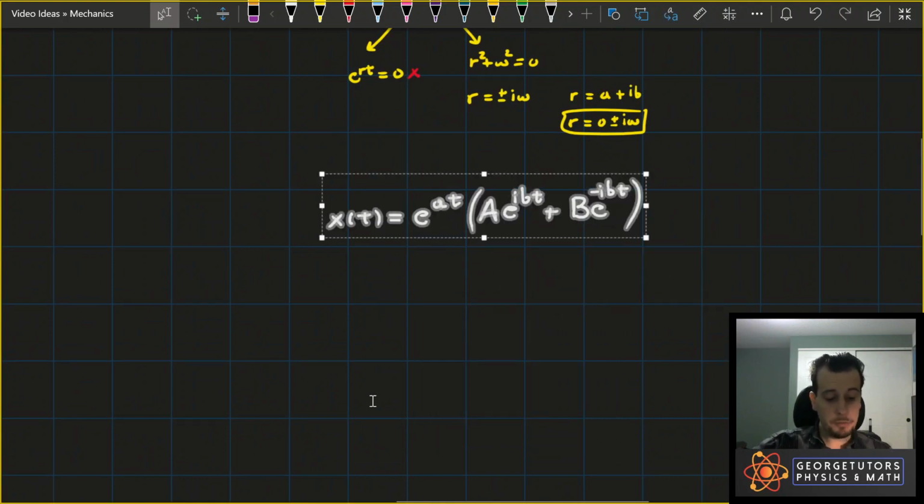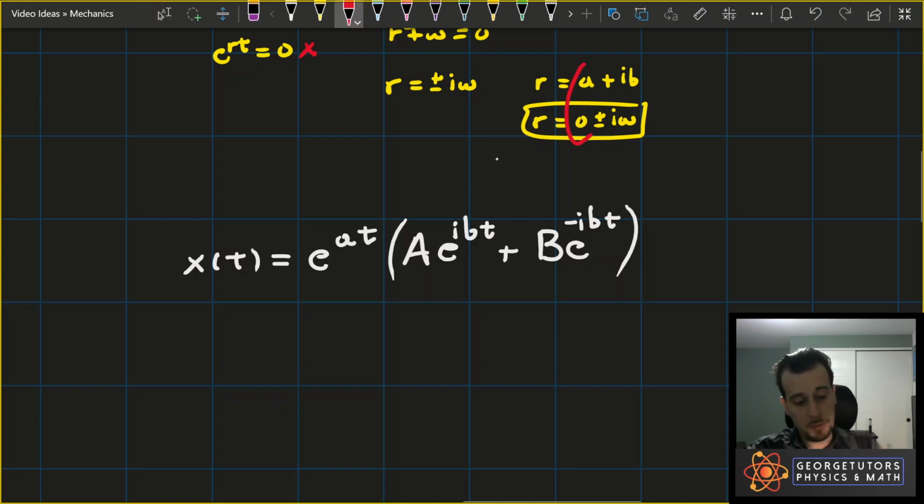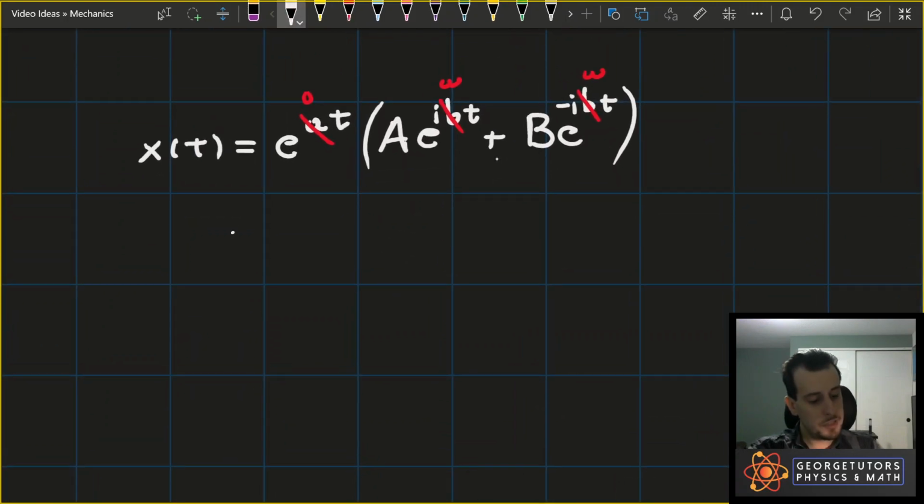So here's my official x of t. We can see right now what the value of a is. It's just 0. And the value of b is simply omega. So I make those substitutions immediately in the form that I'm going to have for x of t. e to the 0 is simply 1, so this term just vanishes. And you're left with a e^(i omega t) plus b e to the negative i omega t.